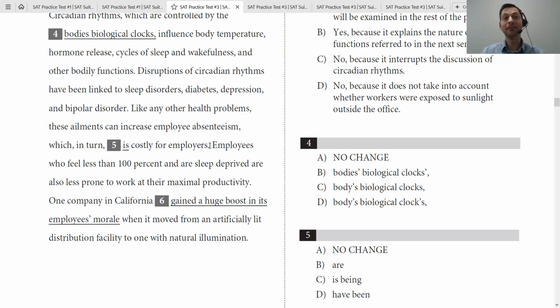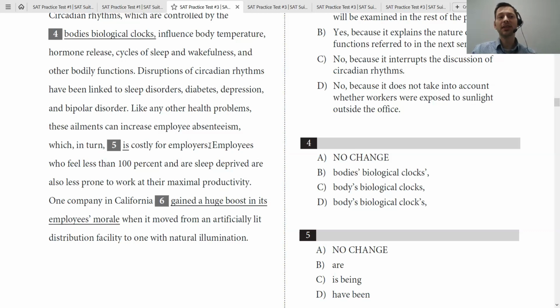Employee absenteeism is singular, so it would be "is costly for employers." It is costly for employers, because he is, they are. So it would be singular because employee absenteeism is singular, so it would be "is costly for employers."